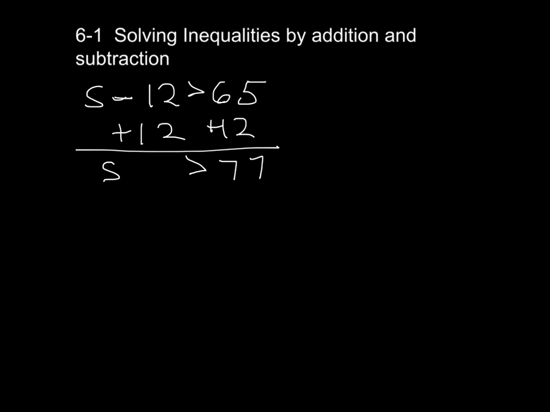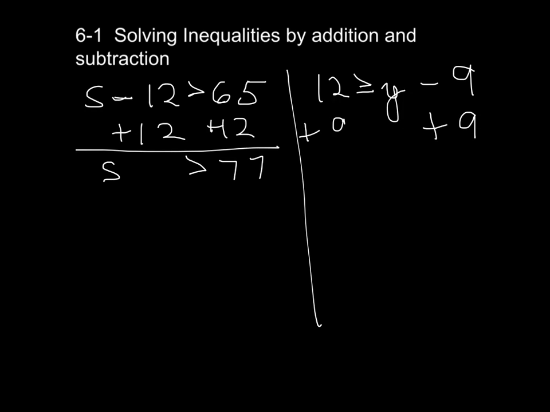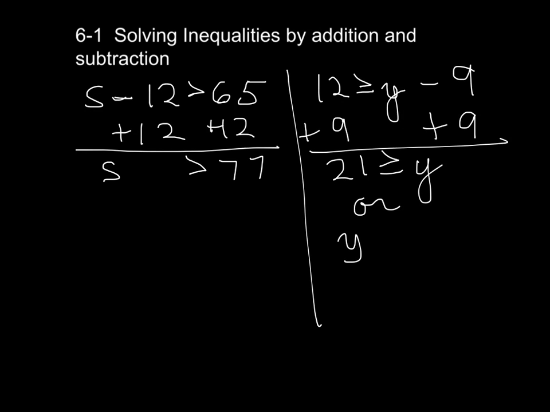Okay, another example, if we have 12 is greater than or equal to y minus 9, the idea is to get y by itself, so we'd add 9 to both sides. And we would get 21 is greater than or equal to y, which is the same thing as y is less than or equal to 21.